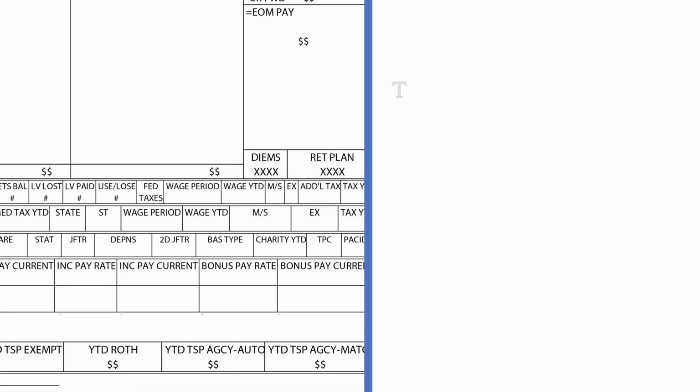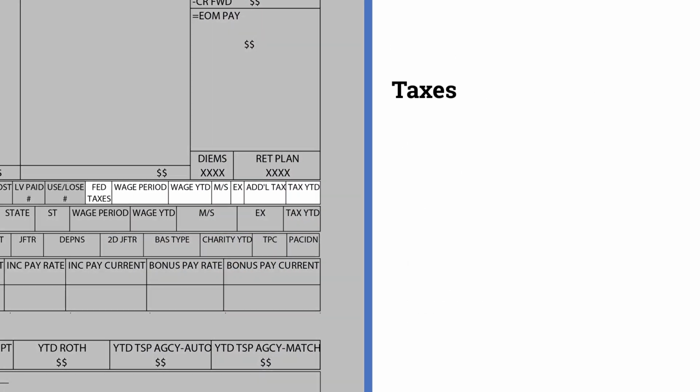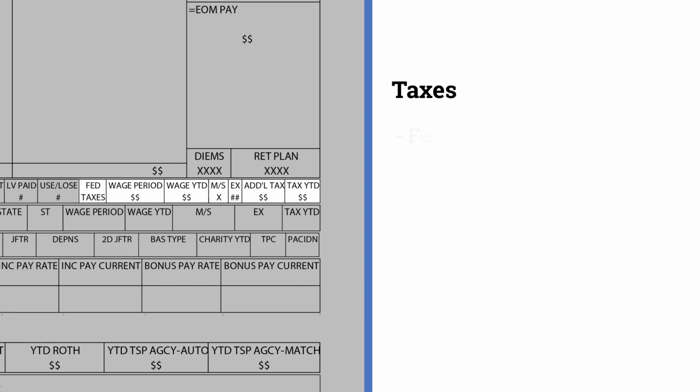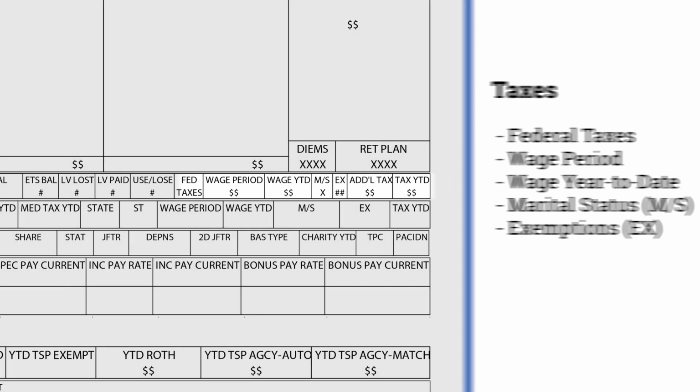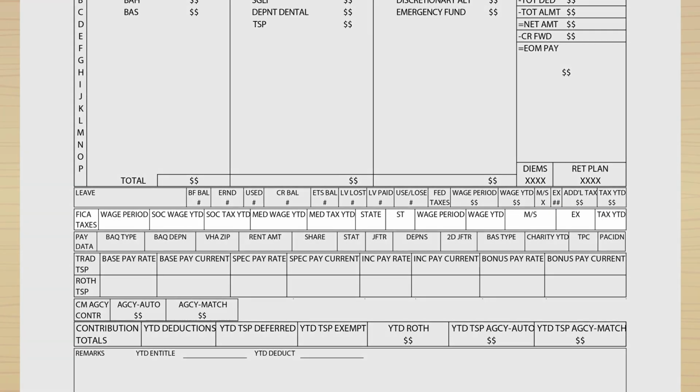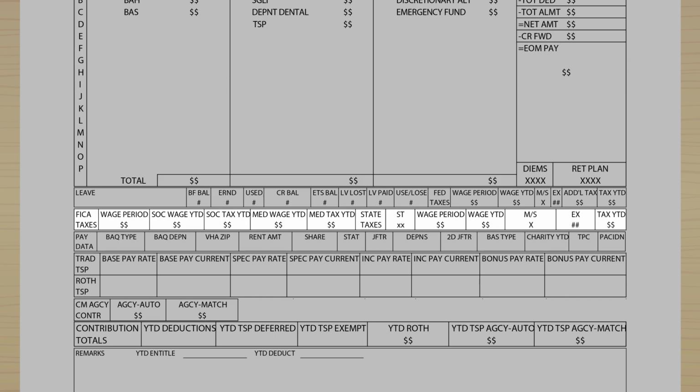Let's talk taxes. The next several fields contain information about current and year-to-date earnings that are subject to federal tax withholding. Be sure your marital status and number of exemptions you are claiming are correct, since they factor into your withholding amounts. Take a look too at your State Tax and Federal Insurance Contributions Act information, or FICA.